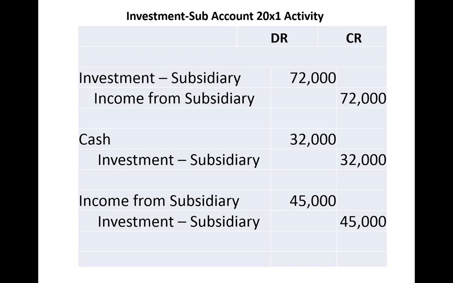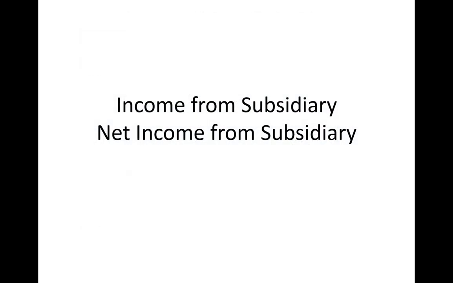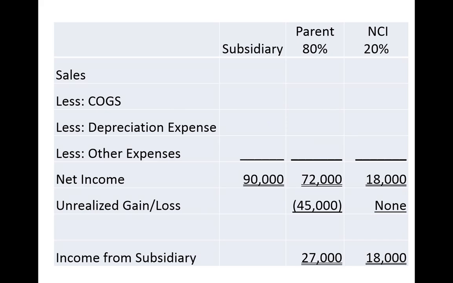And if we recap everything, it'll look like this. We can reconcile the two incomes from the sub and the net income from sub. And since this is a downstream transaction, you can see that we're reducing 100% of the gain on the parent side.